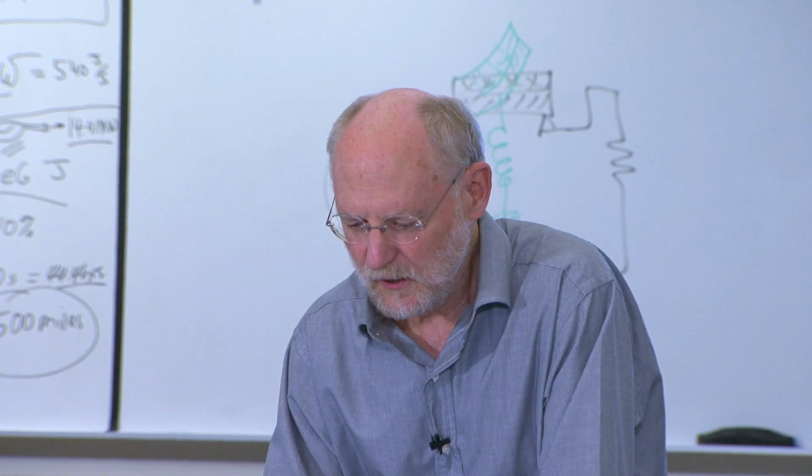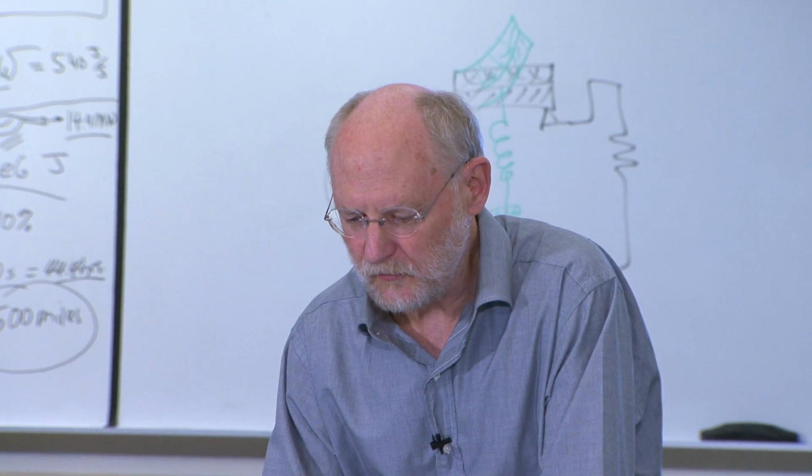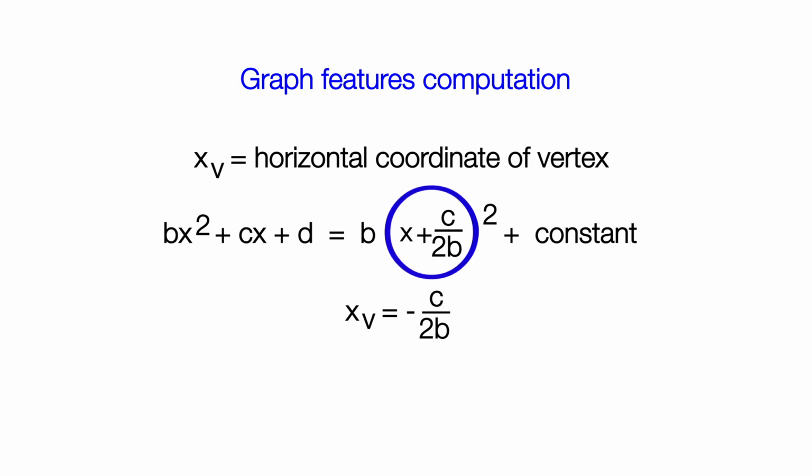So all right, now where does the vertex occur? Well, it's going to occur when this term is 0. Right? That's when the minimum happens, when this term is 0. That means that x sub v is minus c over 2b. Minus c over 2b, that's a really interesting formula.